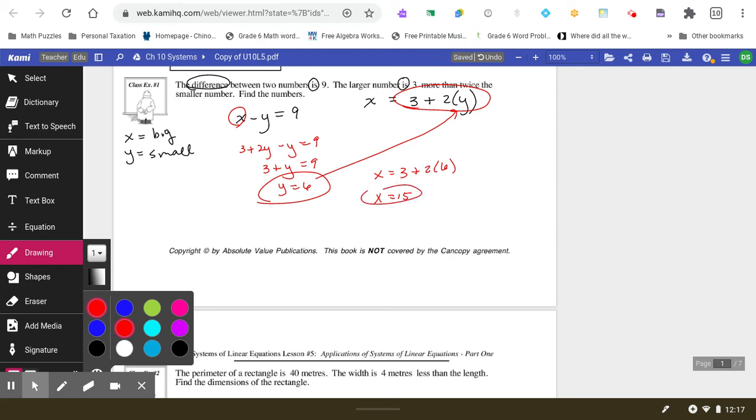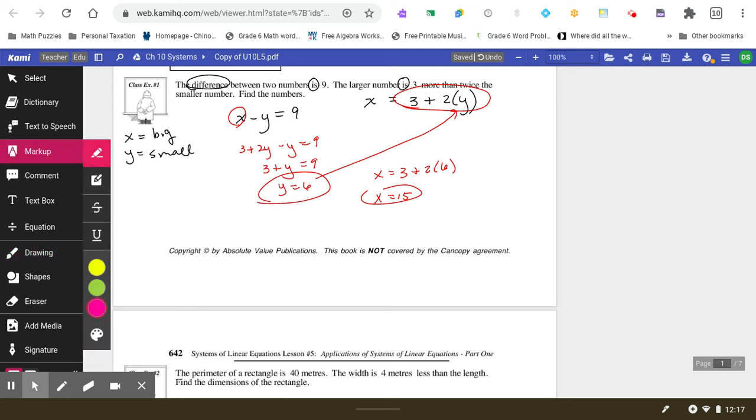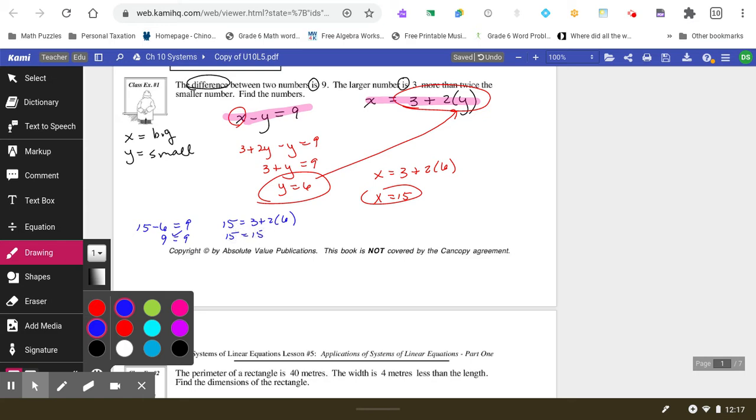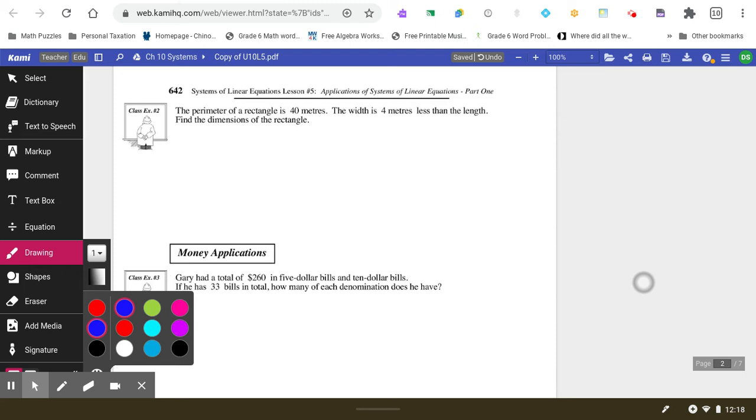To check, we must check them in the original equations that we had created. So that would be this equation here and this one here. So we'll just double check. So you'll go 15 take away 6. Is that equal to 9? Yes. They're quick checks. And the other one would be 15 equals 3 plus 2 times 6. Yep. Okay. So all done. So you could say LS equals RS. Good. Turn the page.